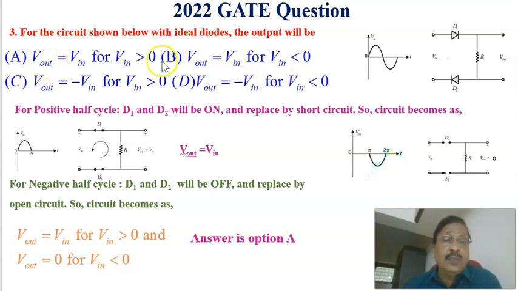From this option, the correct answer is option A, V out equal to V in for V in more than 0. Therefore, option A is the correct answer.